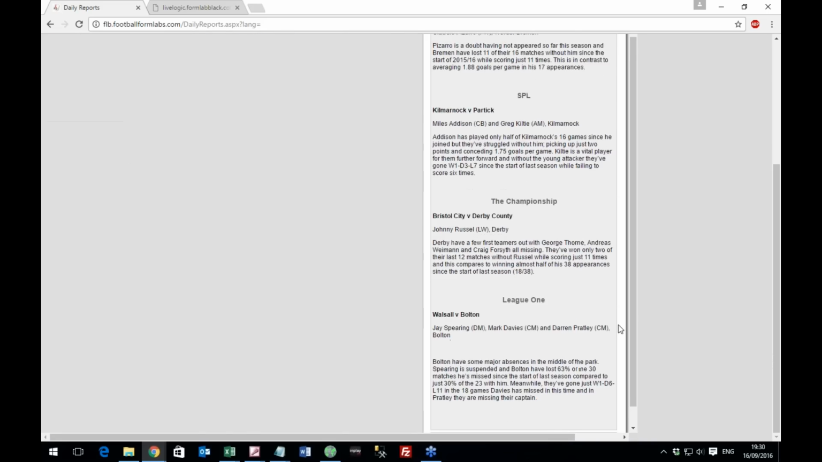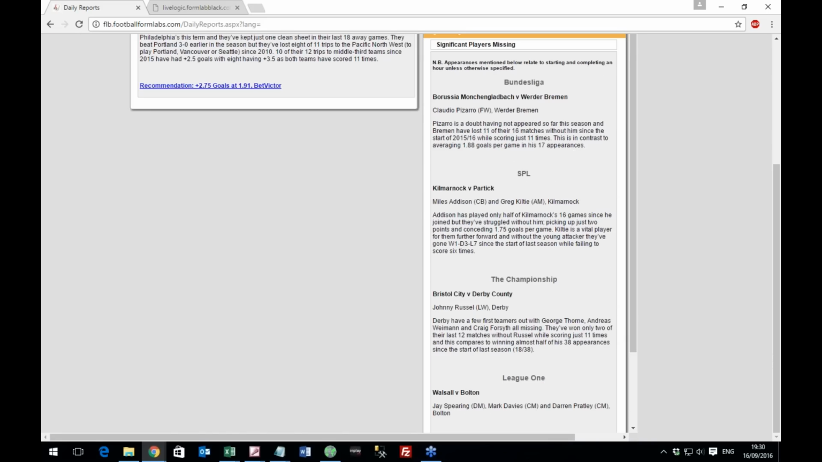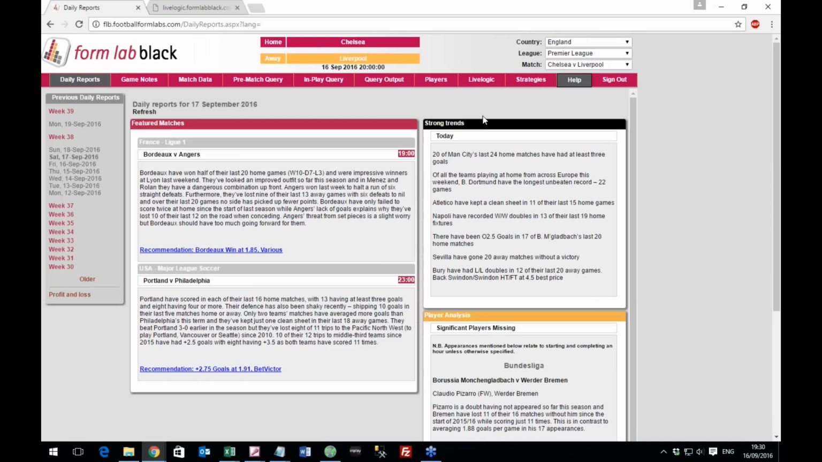On the right side, we've done some player analysis using our player software, drilling down into any key individuals that might be missing and how the teams have done previously without them.